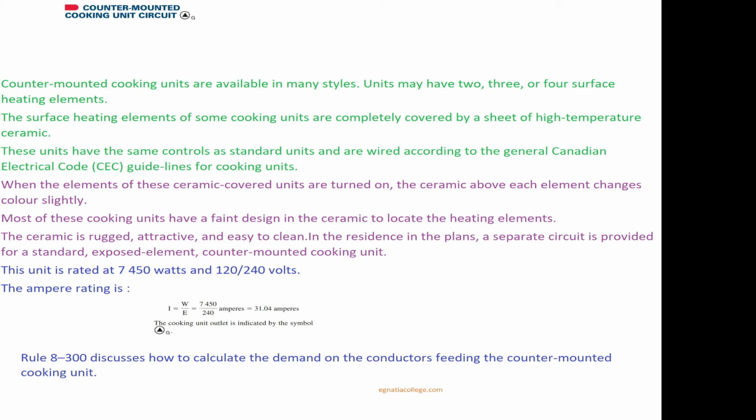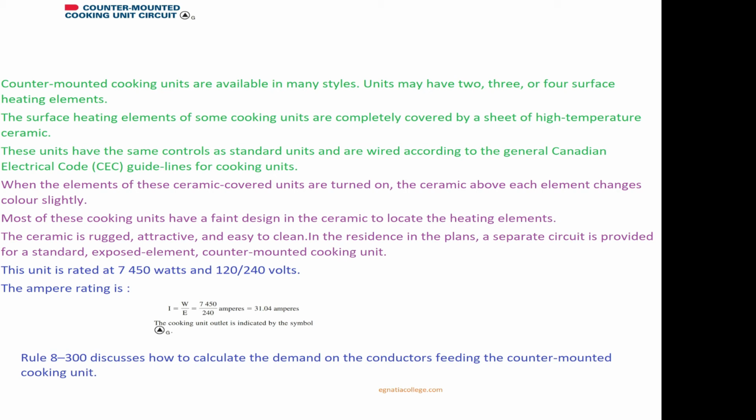guidelines for cooking units. When the elements of these ceramic-covered units are turned on, the ceramic above each element changes color slightly. Most of these cooking units have a faint design in the ceramic to locate the heating elements. The ceramic is rugged, attractive, and easy to clean.